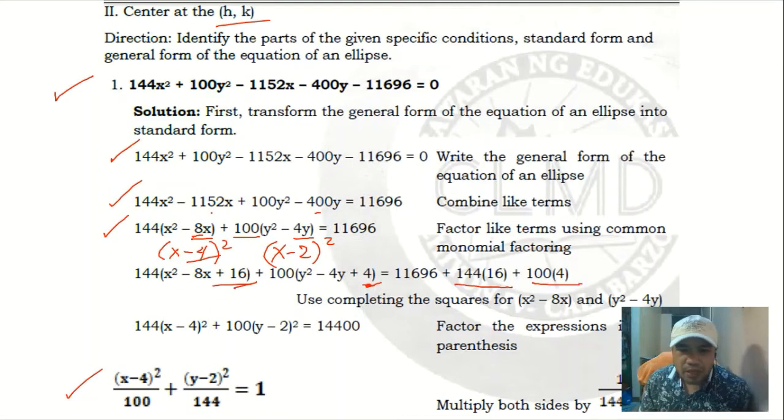So, from there, i-finalize natin. Kaya 144, simplify. Ito, that is x minus 4 quantity squared. Ito ngayon. And this one is x minus 2 quantity squared. Then, equals to 14,400. Itong 14,400 is galing dito. Okay? Then, finally, multiply both sides by 1 over 14,400.